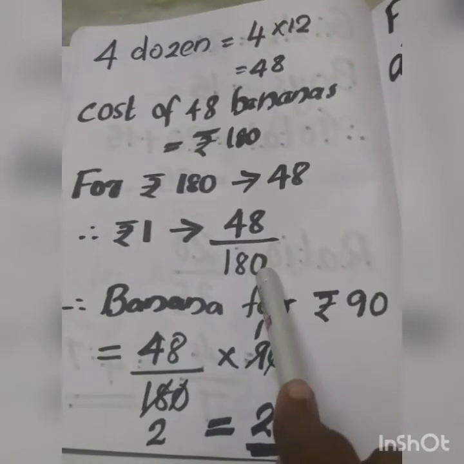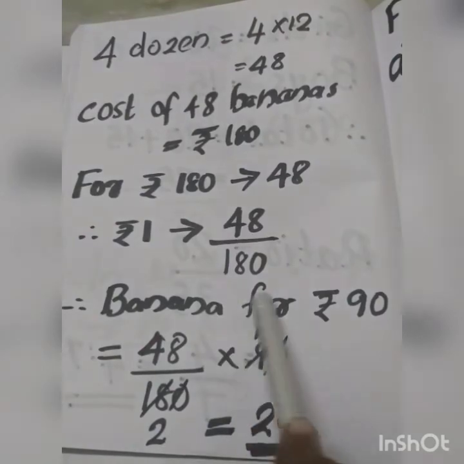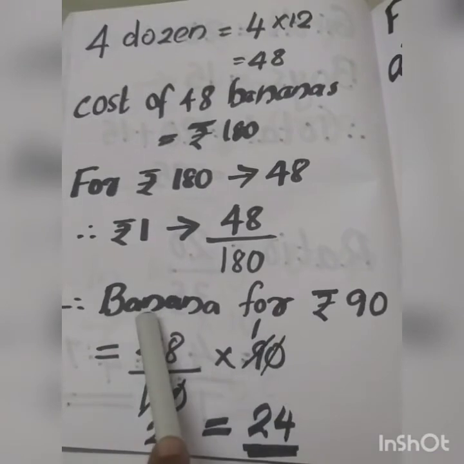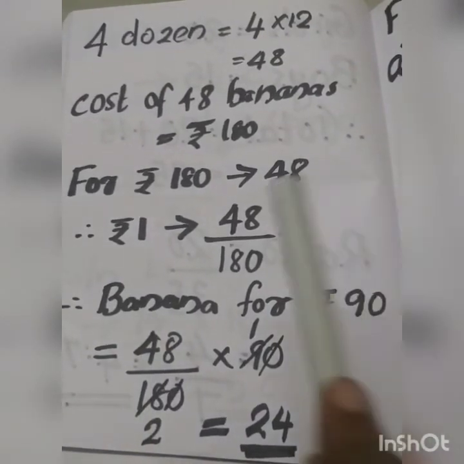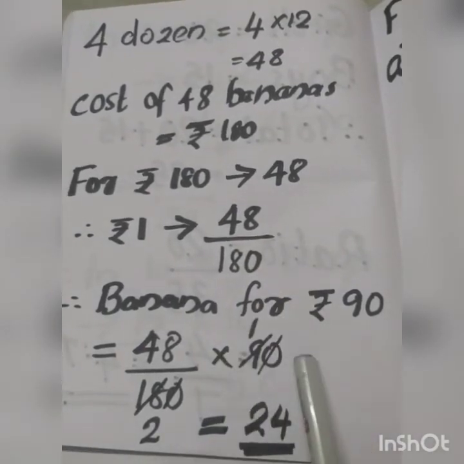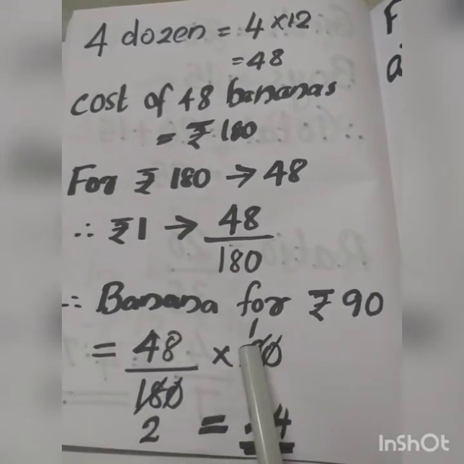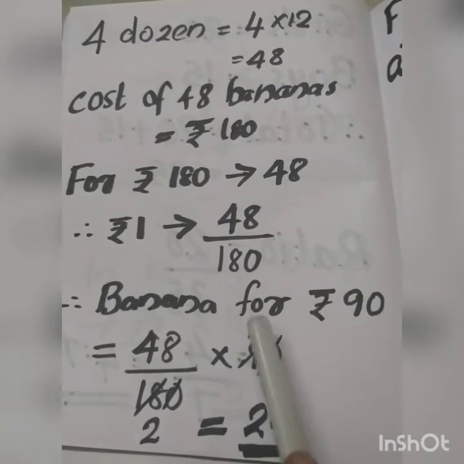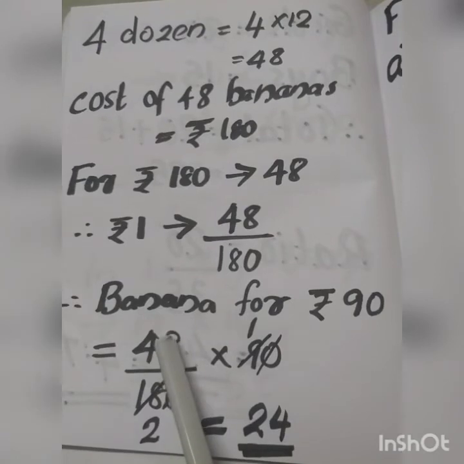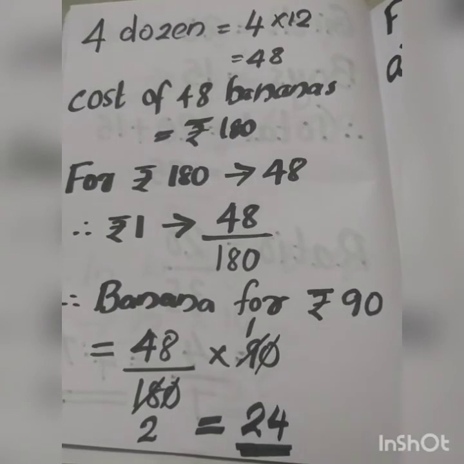48 by 180. The same unitary method itself. Here also, since I got a larger number, I didn't calculate. I kept it like that. Now I have to calculate how many bananas I will get for rupees 90. So for rupees 1 I will get 48 by 180, so for rupees 90, into 90. Now cancelling down the zeros, I will get 48 by 18 into 9. Now 9 and 18 are factors: 9 into 2 is 18. Now we have 48 and 2. 48 divided by 2 you will get 24. 24 bananas you will get for rupees 90.